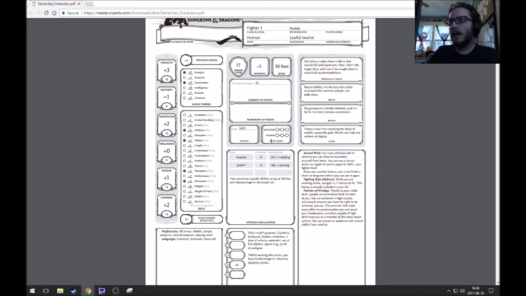Death saves. This is how you deal with almost nearly dying. So if you're at 0, you're bleeding out. You're laying on the ground, you have no hit points left, you are unconscious, and who knows if you're going to make it. So every turn when your initiative comes up, you roll a 20-sided die, and if it's 10 or higher, you mark a check in the successes box here. If you roll a 9 or lower, you mark a failure.